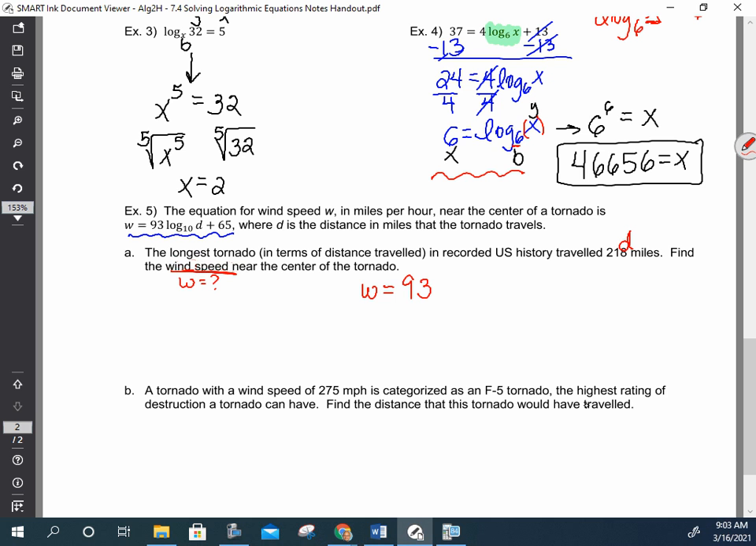So 93 log base 10 of 218 plus 65. Now, here's one mistake that a lot of people make with this problem. Do not take 218 and add it to 65. 218 is attached to the log. So do not take 218 and add 65 to it. That's a mistake that a lot of people make.